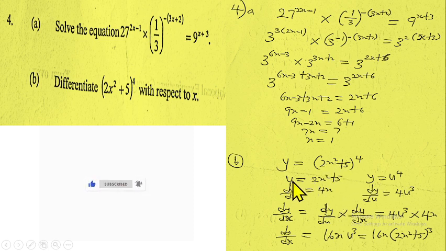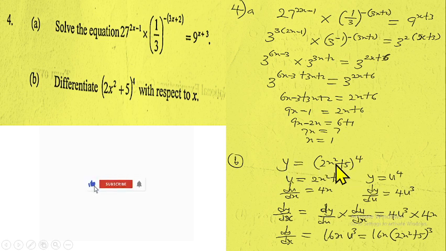So we can differentiate u with respect to x. That will give us du/dx. If you differentiate 2x squared, that will give us 4x. And if I differentiate plus 5, that will give us 0, because when you differentiate a constant, you have 0. So also, when you call this one u, what does this equation become?